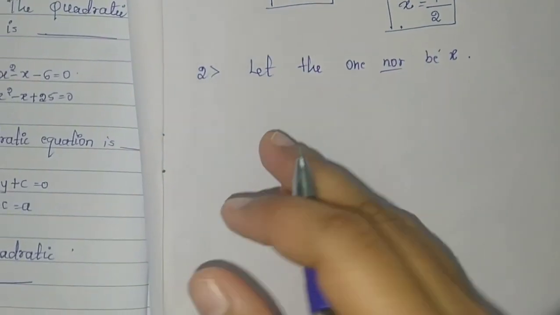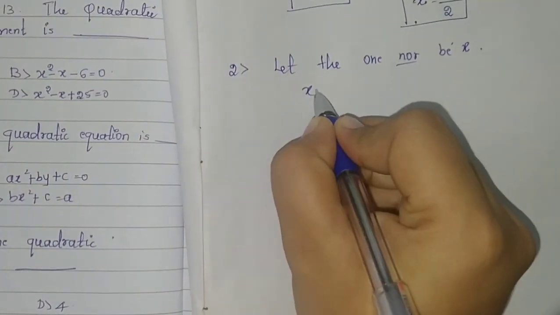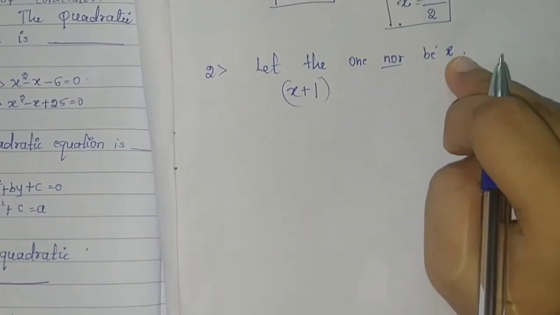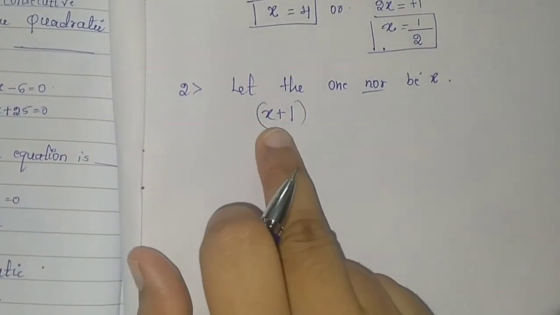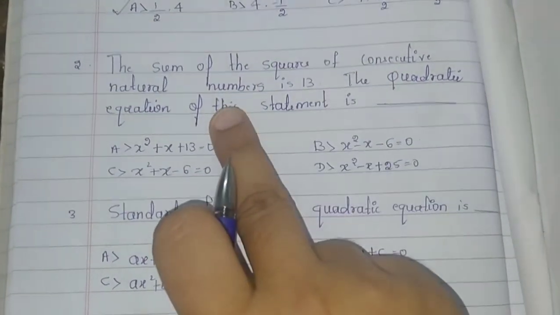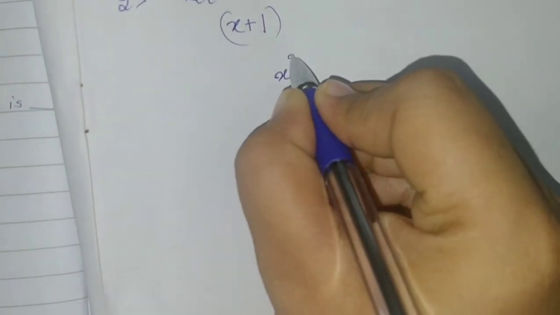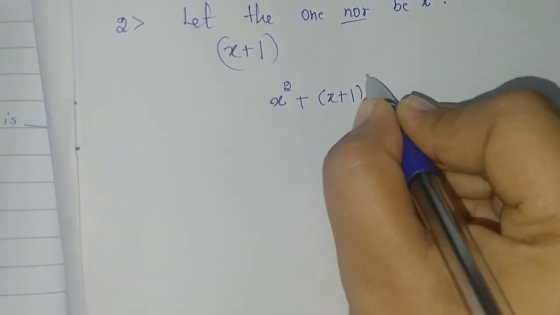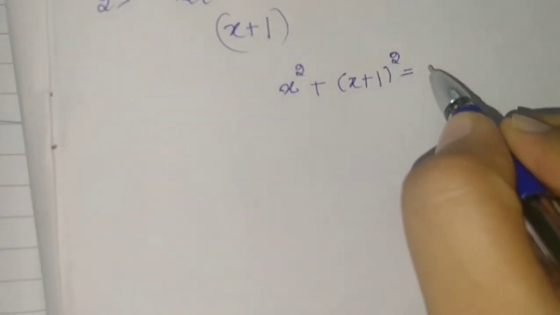Okay, since the other number is consecutive, you have to take x plus 1. So another number is x plus 1 and one number what we have assumed, that is x. Next numbers are consecutive numbers, so for that sake x plus 1. So in the statement what they have given, the sum of squares of consecutive natural numbers is 13. That means you can write the statement as x square plus (x plus 1) the whole square will be is equals to the sum they have given as 13.